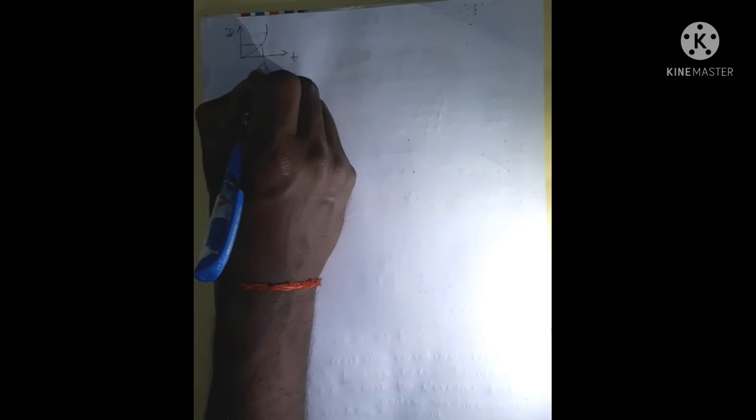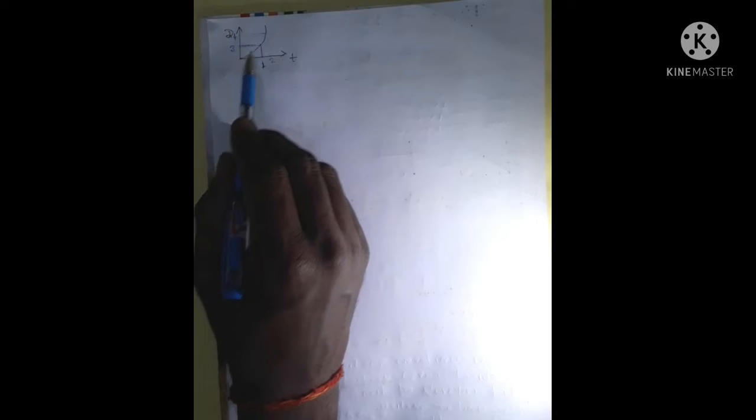Suppose in 1 second, 3 kilometers of distance is traveled, and in 2 seconds, 4 kilometers of distance is traveled. This means it is not linear in nature. This type of graph is called non-uniform motion.